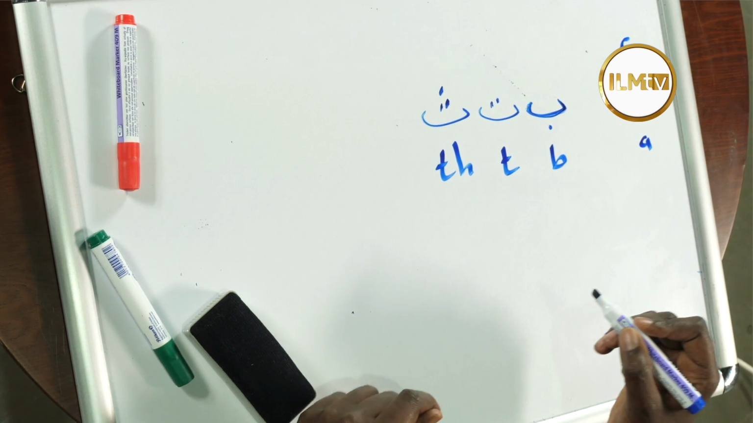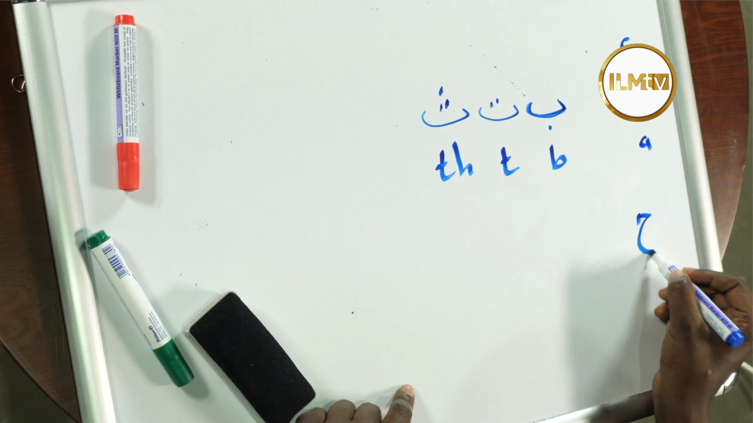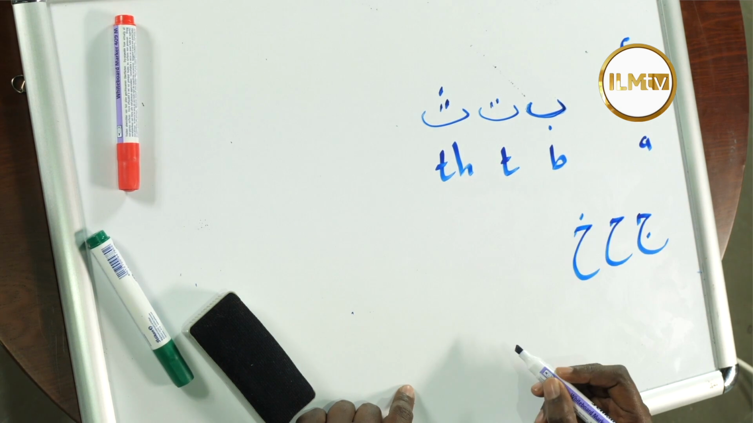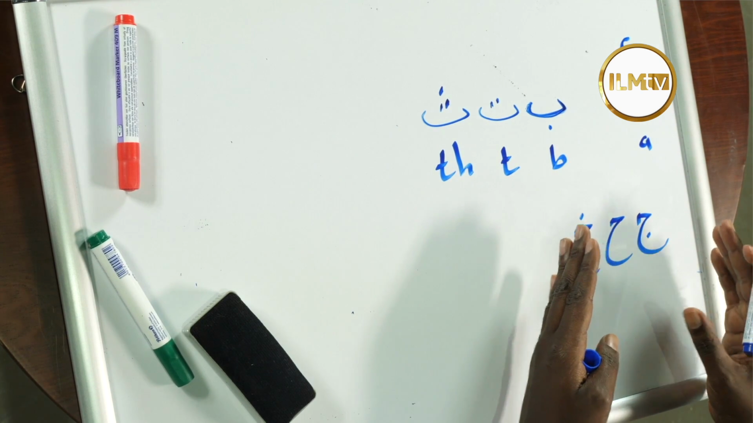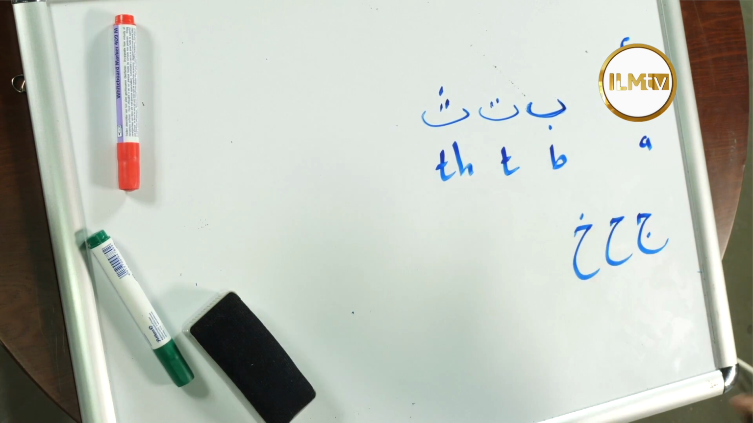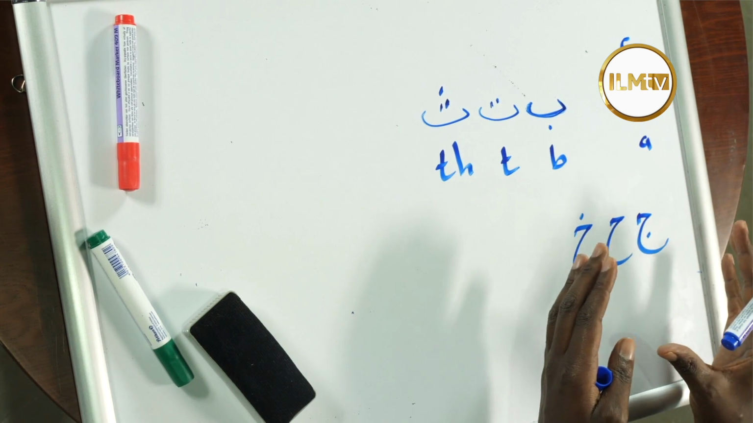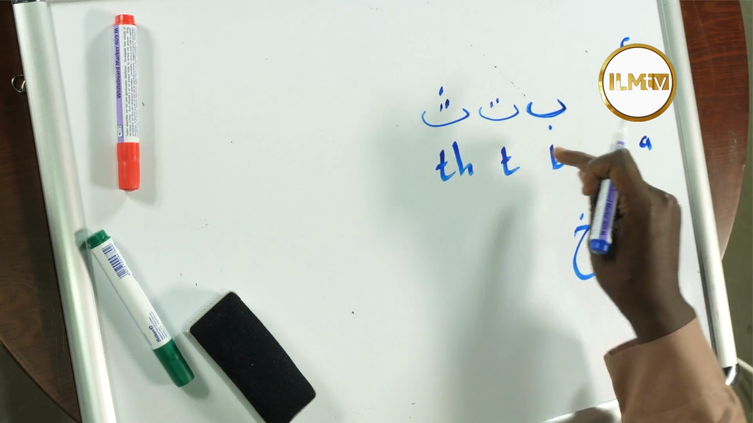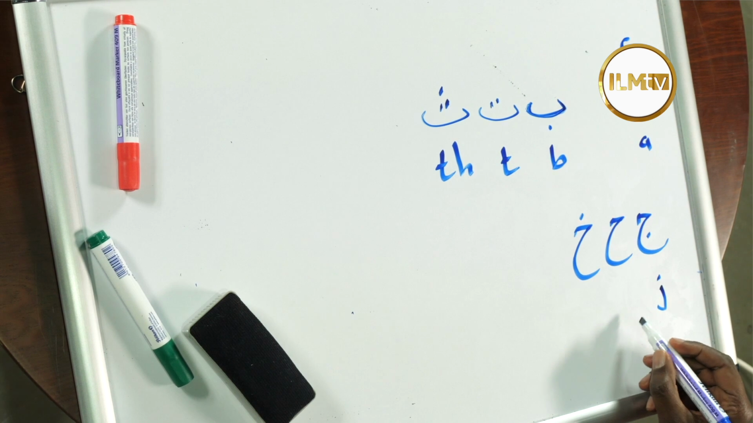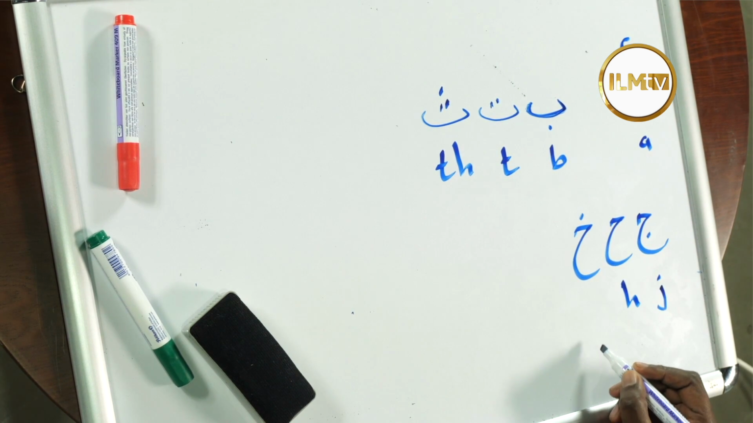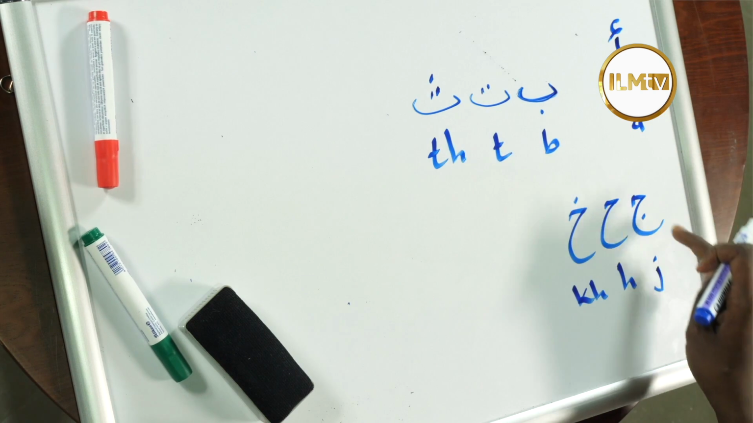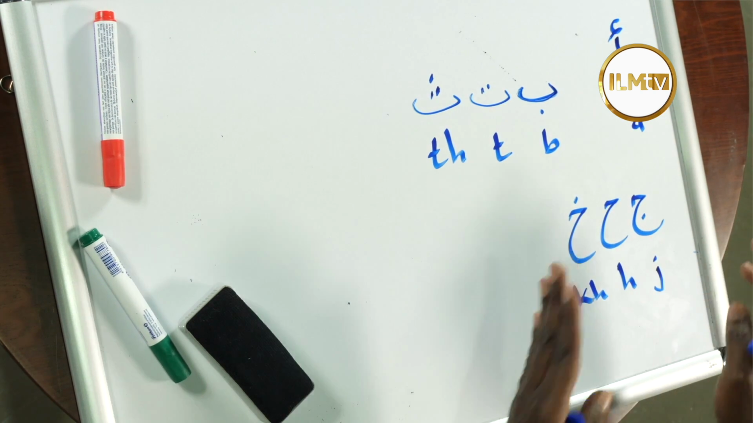Now we have another set. The set is Jim, Ha, Kha. This set is written this way because of the form of the sound, not the sound. The sounds are very far apart, but the written form is very similar. We are going to go through each of these on its own in another program. So we have Jim, Ha, and Kha. Now we have 4, 5, 6, 7. That's a quarter.